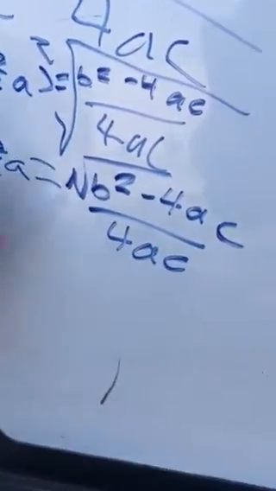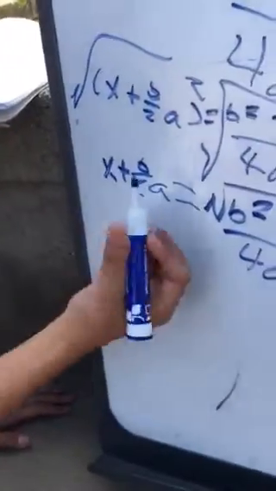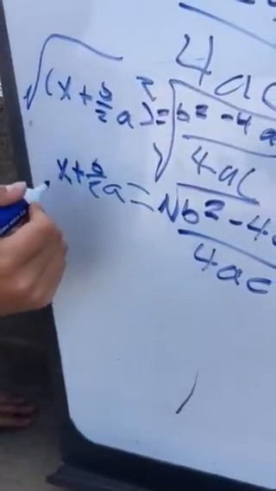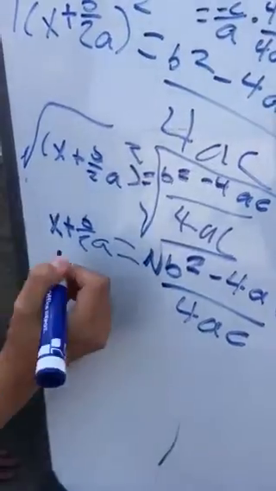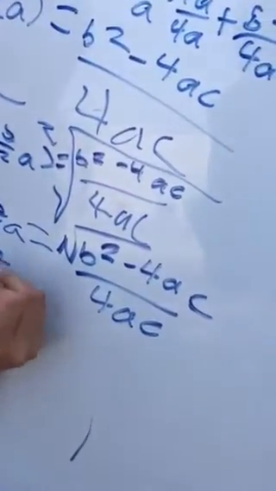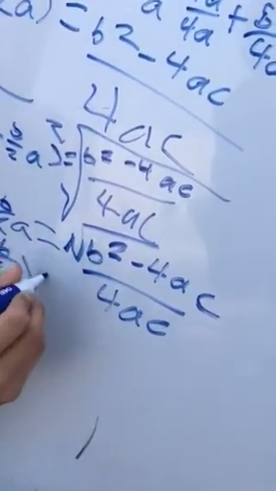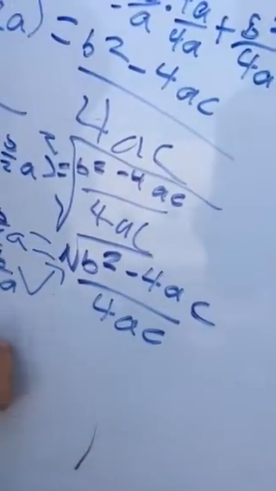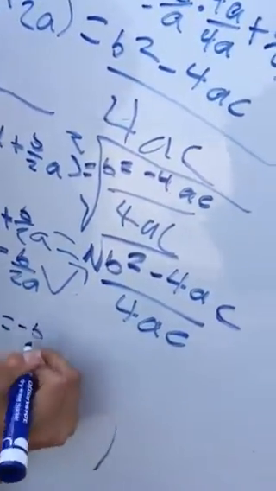So as you can see over here, we want to isolate x to get it by itself. So we're getting minus b over 2a onto this side of the equation. So we're going to get x equals negative b.